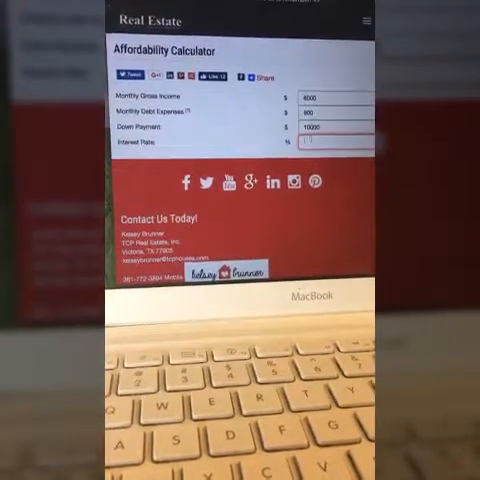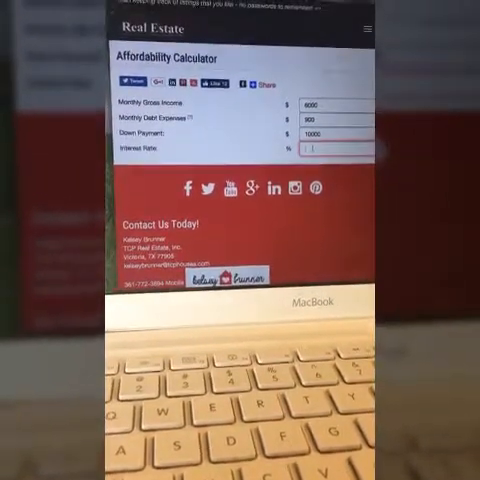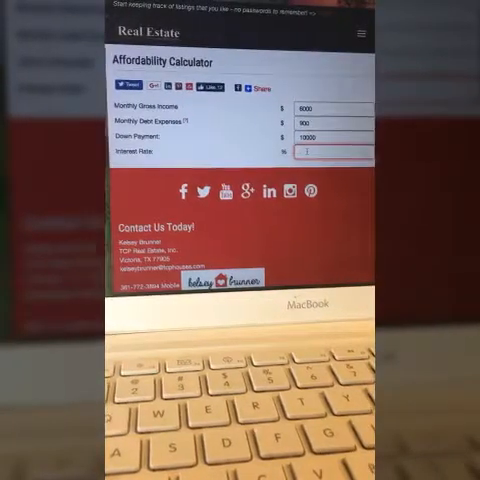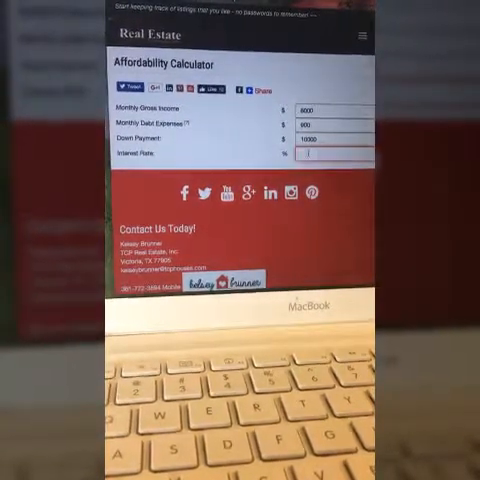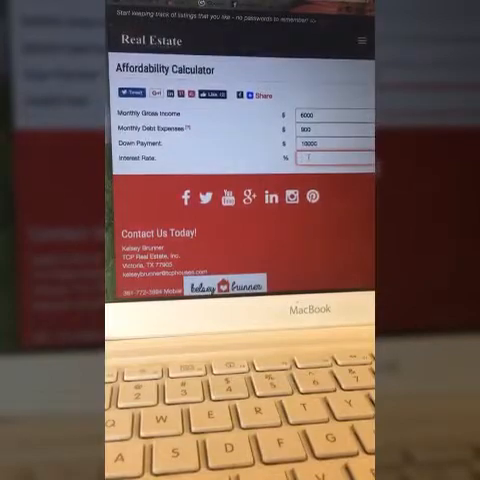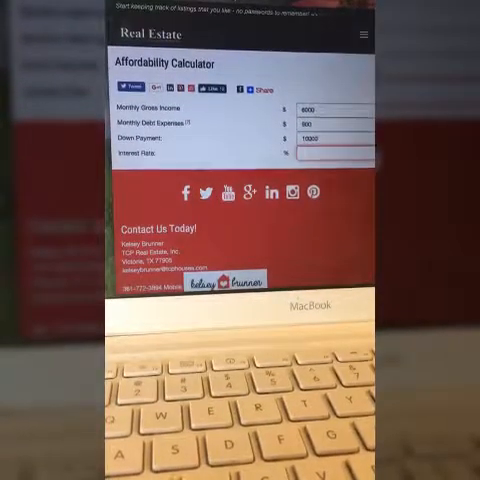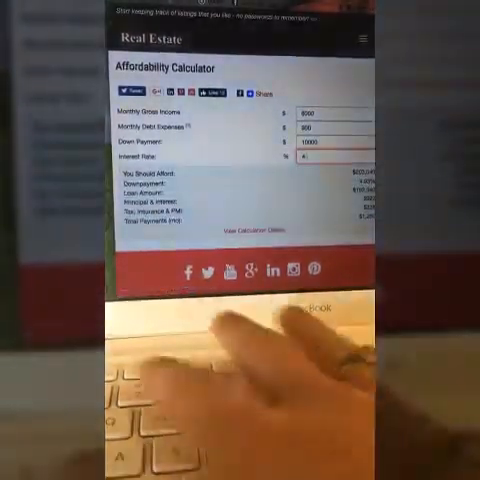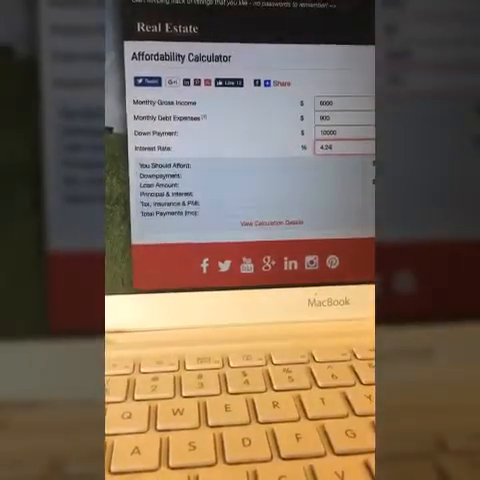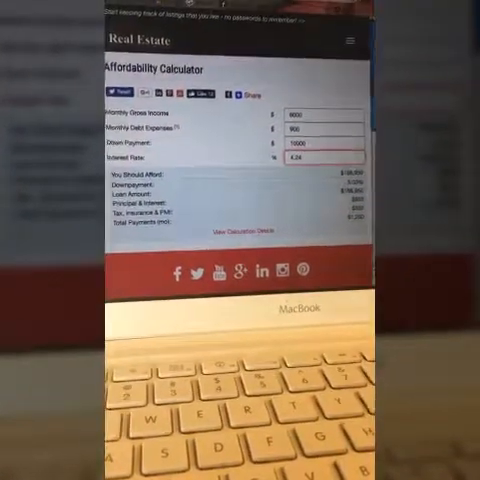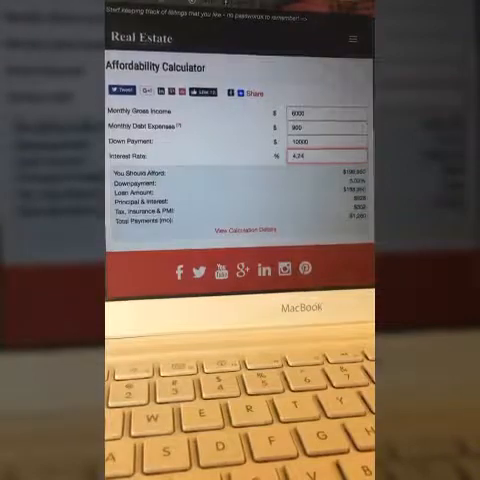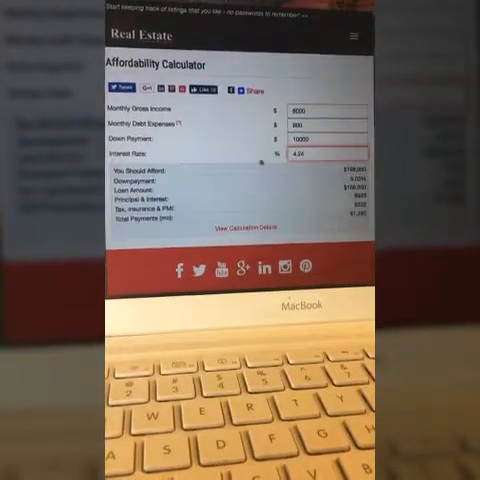Under interest rate, you won't really know what your interest rate is going to be without speaking to a lender. It's based on your credit score and your borrowing history. For Victoria, Texas, over the last several months, the average for a 30-year mortgage is actually 4.24%. So I'm going to go ahead and use that here. But like I said, this may vary depending on the person.